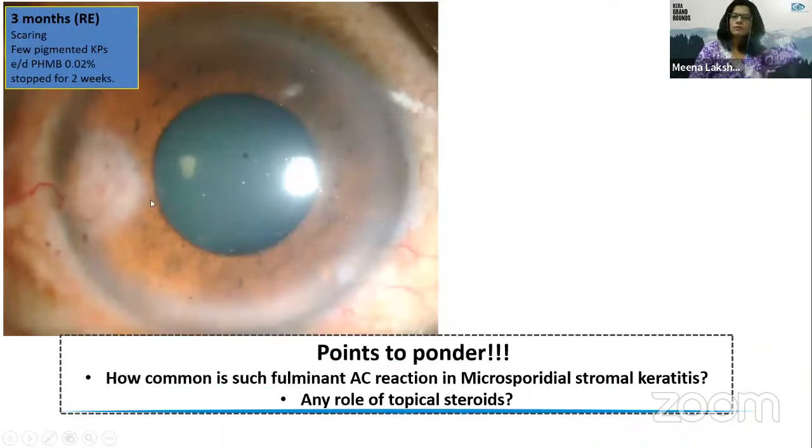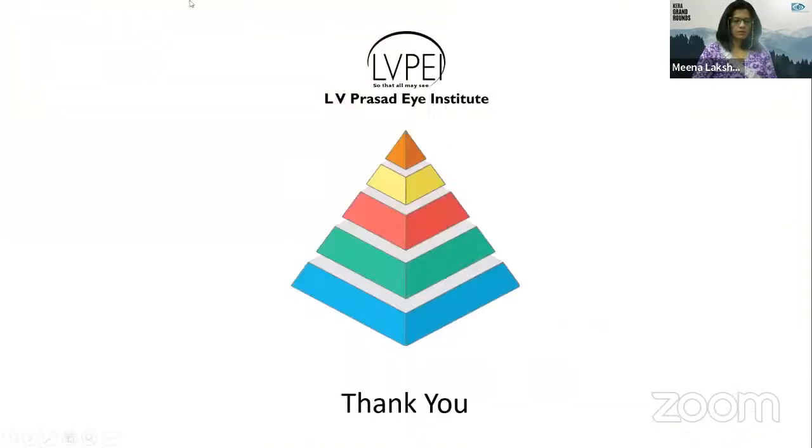So with this case, the point to ponder is how common is such a fulminant AC reaction with microsporidial stromal keratitis, and whether there is any role of topical steroid in these cases. Thank you.